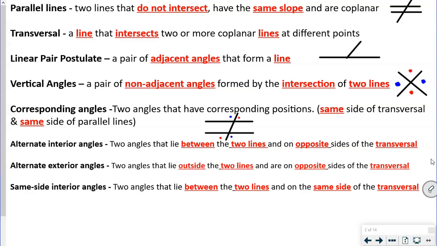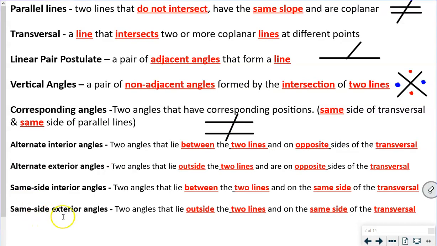Then the last one is same side interior. And then we should have same side exterior too, and I don't know why it's not up here, but I'll fix that in a second. So same side interior, so same side of the transversal and inside the parallel lines. Those obviously are not congruent. They are supplementary. And then here's another pair of same side interior angles, okay?